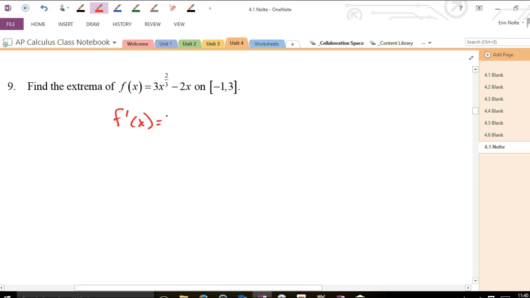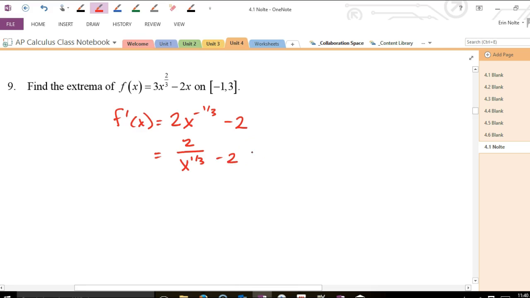So what's 3 times 2/3? 2. 2x. And then what's 2/3 minus 1? Negative 1/3. And then the derivative of 2x is 2. So if I rewrite that, that would be the same as 2 over x to the 1/3 minus 2.